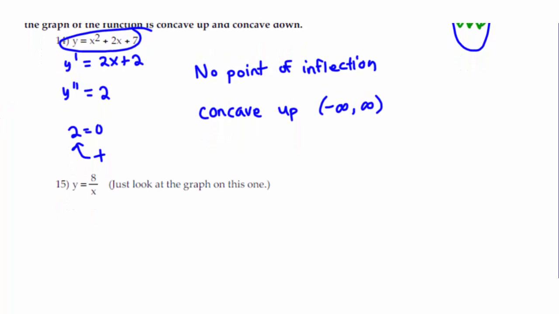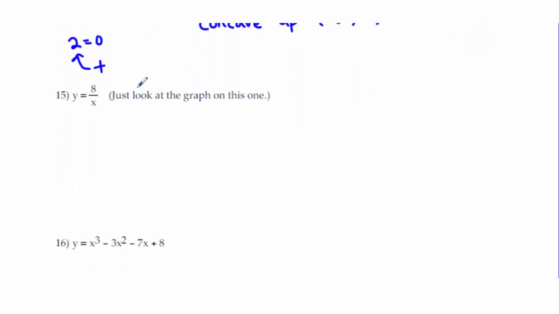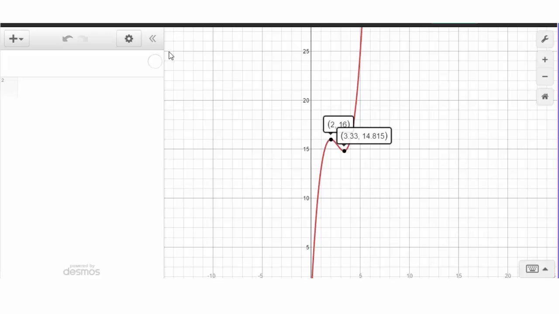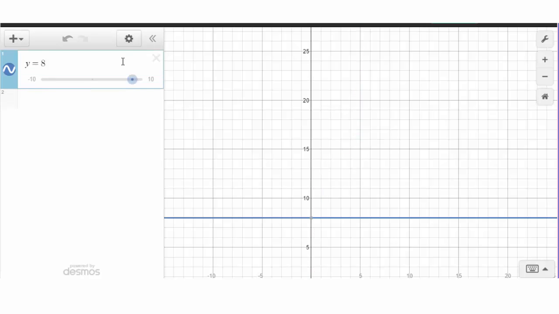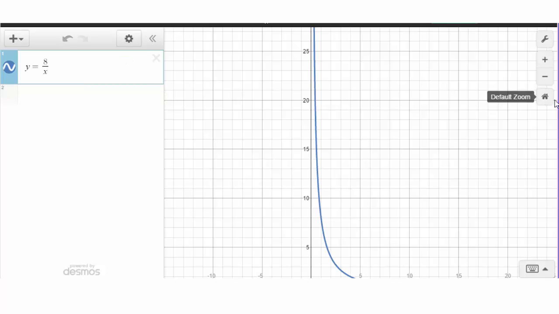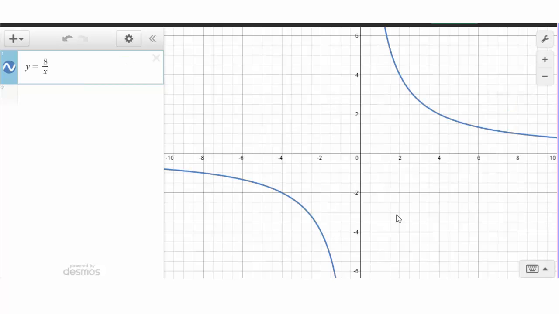On 15, it says next to it, just look at the graph on this one. Otherwise, we would be taking the derivative of 8 over x twice. Actually, that's not really that bad because we could just change it to 8x to the negative 1 and then take the derivative twice. But we would probably end up looking at the graph anyway, so let's just look at the graph. And you'd want to probably go to zoom 6.